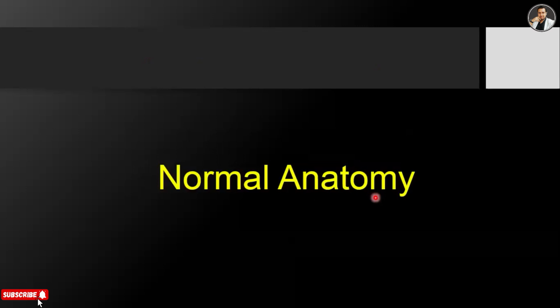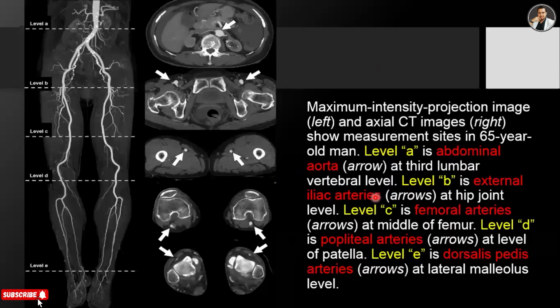First, we will draw a normal artery. Maximum intensity projection image on the left. Axial CT image on the right. This is the long line. This is the mid-image. The long line is the axial image.